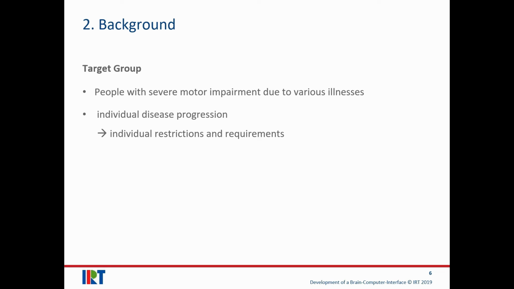The target group for BCIs are mainly people with severe motor impairment who cannot move any muscles in their body. This can be the result of various illnesses, for example ALS, progressive muscle dystrophies, or the so-called locked-in syndrome. Each of these diseases can have an individual progression, so the restrictions and requirements the patients face are also very individual. Therefore, it is hard to define all the requirements, but we try to summarize the most important ones that any BCI application should meet.